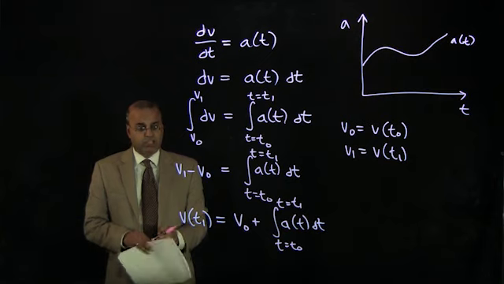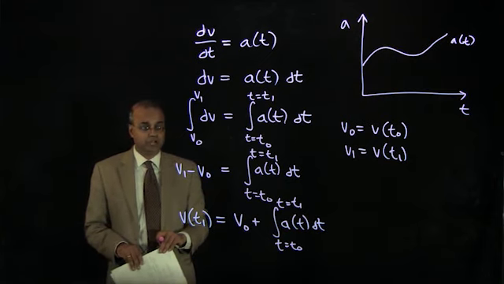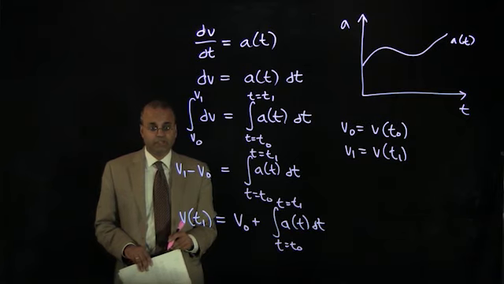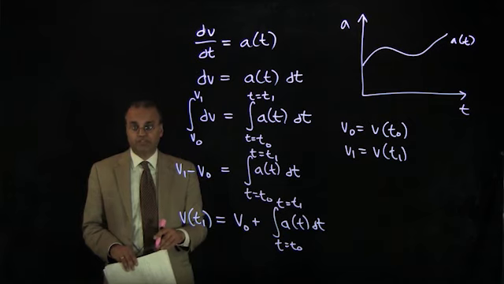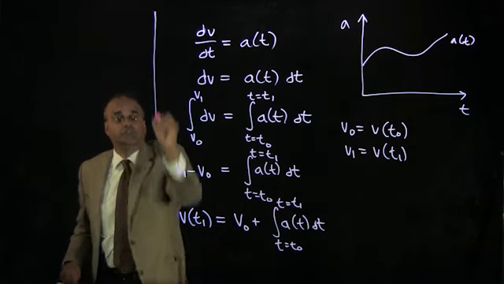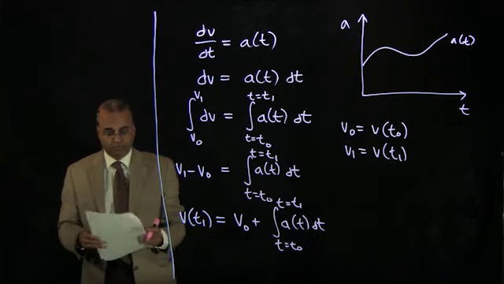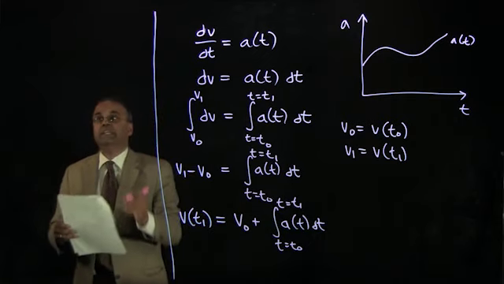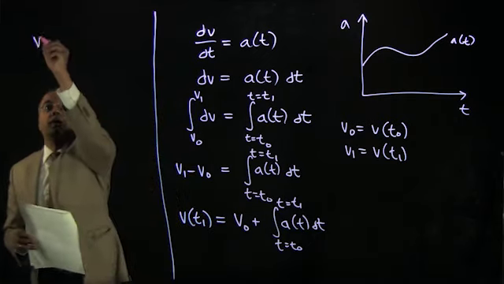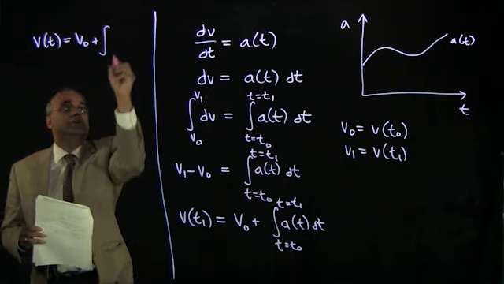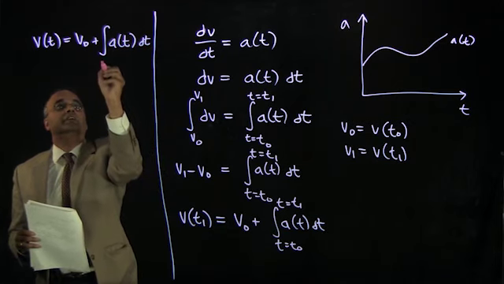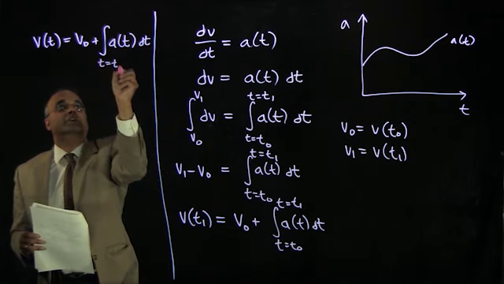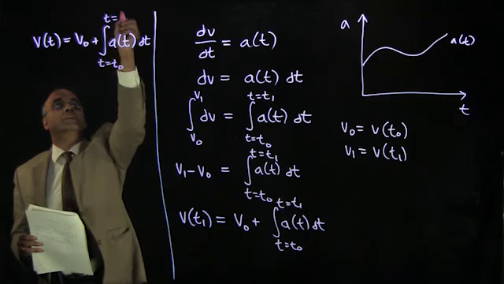Note that t1 is just any later time after time t naught where we have the initial velocity. So a more convenient way of writing this function might be to write the velocity as a function of some later time t. So I'll rewrite this equation, replacing t1 with an arbitrary time t. I have that v of t is equal to v naught plus the integral of a of t dt from t equals t0 to t equals t.